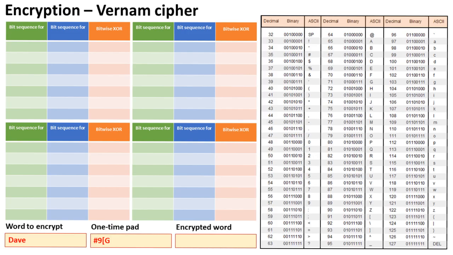So let's take a very simple example and see how the Vernam cipher and the one-time pad works. Down here we have the word we're going to encrypt. It's Dave. And here I have my one-time pad. Now remember, to be totally secure, the one-time pad must be at least the same length as the number of characters in the plain text message. And so here it is. And here we will show the encrypted word.